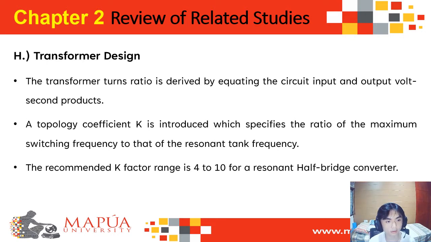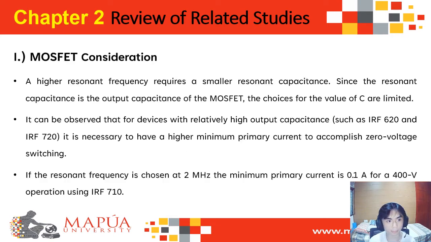Next is the transformer design. The transformer turns ratio is derived by equating the circuit input and output volt-second products. A topology coefficient K is introduced which specifies the ratio of the maximum switching frequency to that of the resonant tank frequency. The recommended K-factor range is 4 to 10 for a resonant half-bridge converter.